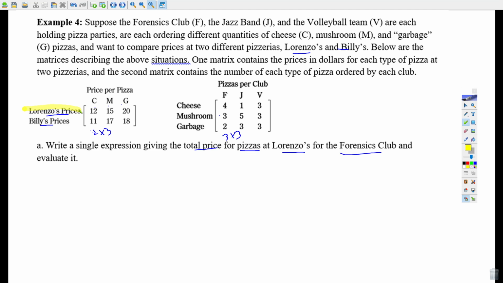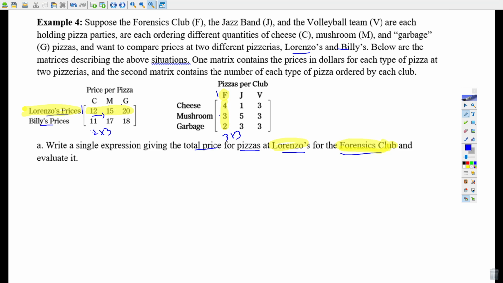So Lorenzo's prices, that row, and we're going to compare that to the Forensics Club and how much they're going to get, how many pizzas. So Forensics Club is F. So they only want us to do the multiplication with that row, first row, and first column. And that will give us how much they're going to pay if they got the pizzas from Lorenzo's.